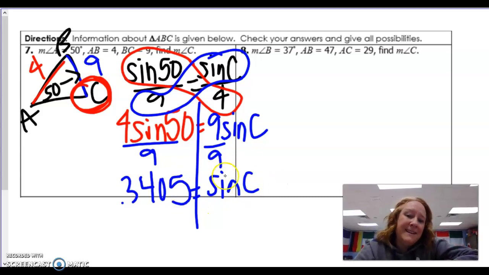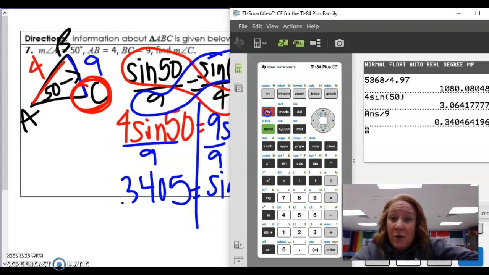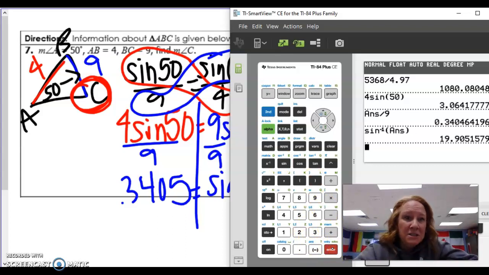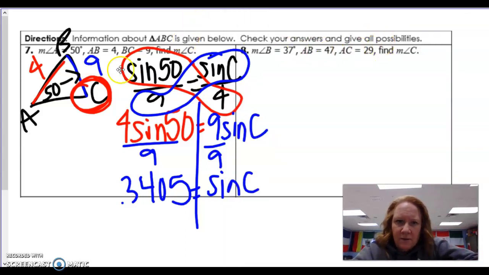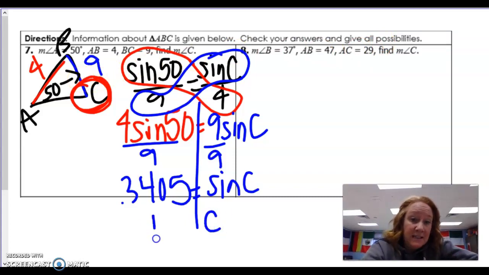Okay, how do you then find the angle? Do you remember which buttons? So I'm going to go sine inverse, and then put in the second answer. Close my parentheses, and I get about 19.9. What does it tell me to check your answers? Give all possibilities. Let's go to the nearest tenth. So then my angle C is 19.9 degrees.